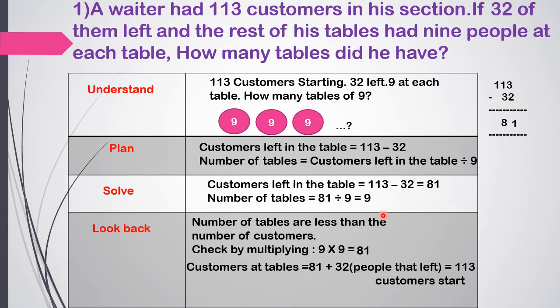So this is how we have to find the answer using these 4 steps. You have to find out the operation. This is the difficult step. Which operation do we have to use? Here we used subtraction. Here we used division. So you have to look carefully and find out the operations.